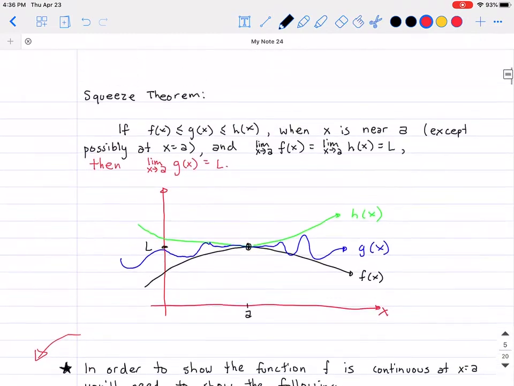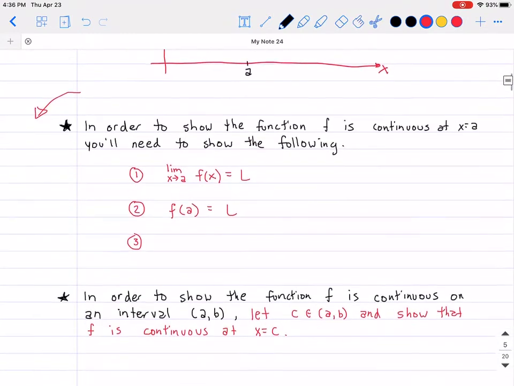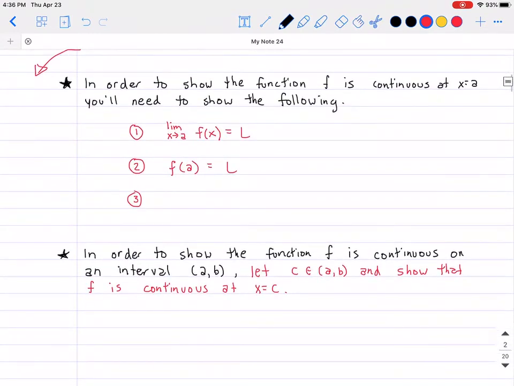All right, so hopefully that'll give you a better idea about the squeeze theorem. Now let's go further into the limit stuff. Some of the problems that you might see deal with the limit at a single point or at an interval. In order for you to show the function f of x is continuous at a single point x equals a, you'll need to show the following. This is basically setting you up to do a proof that you might see in your textbook. So the three things that you have to show will be over here.